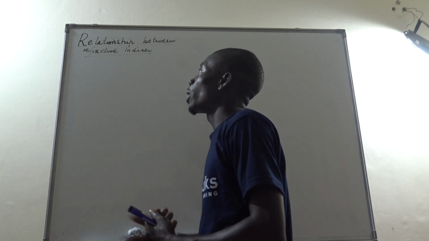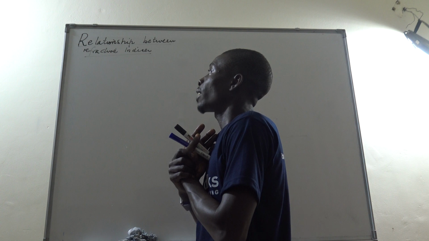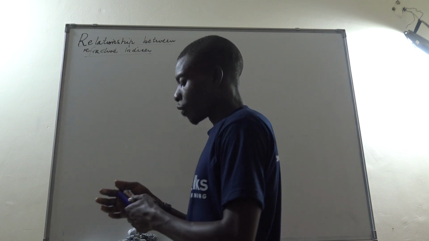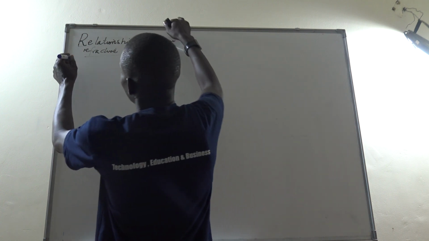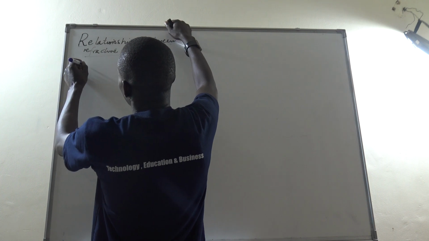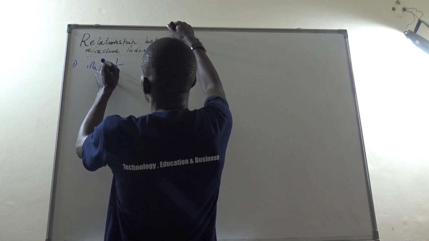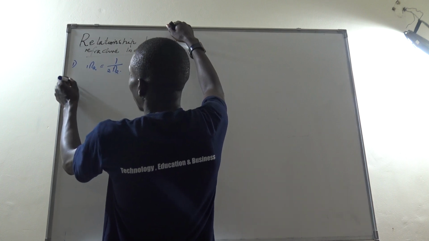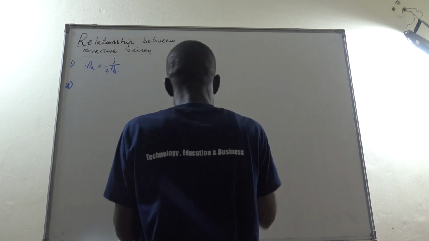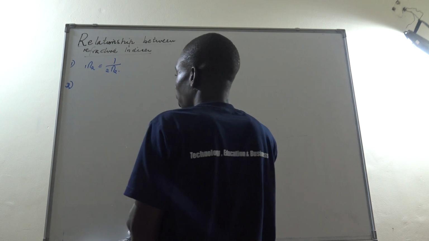So we are still looking at the relationship between refractive indices. Don't forget, number one, we had looked at this derivation that this one here equals 1 over 2 into n2. Then let's look at another relationship.